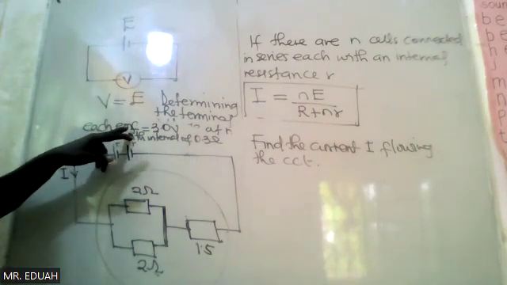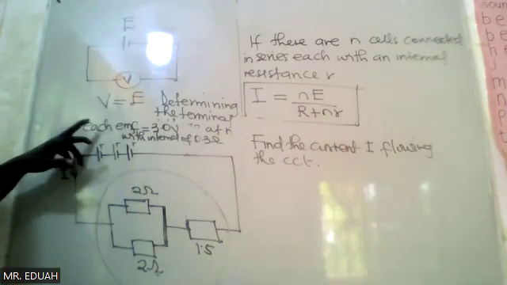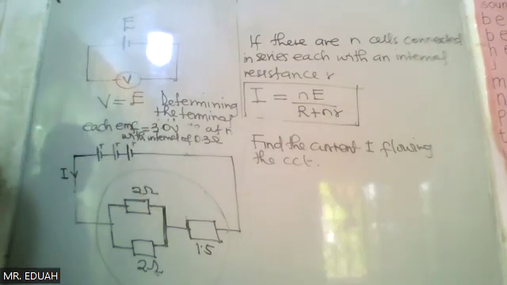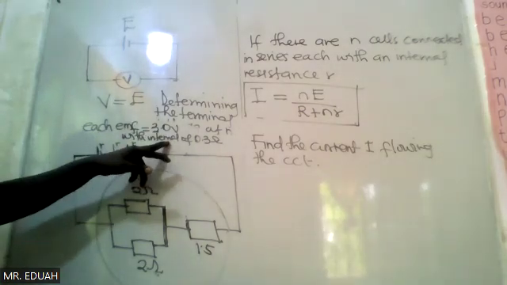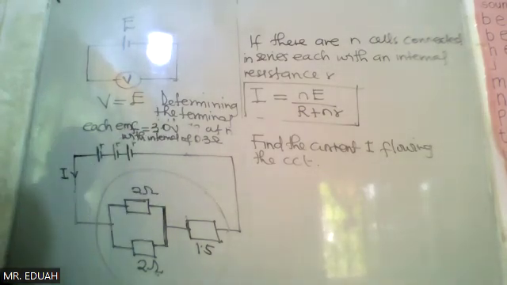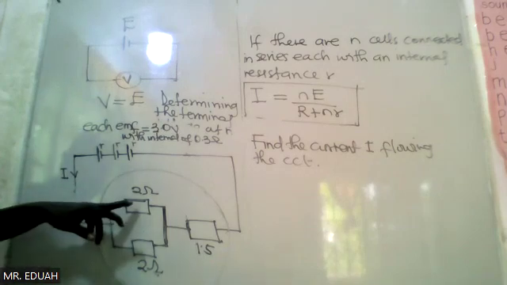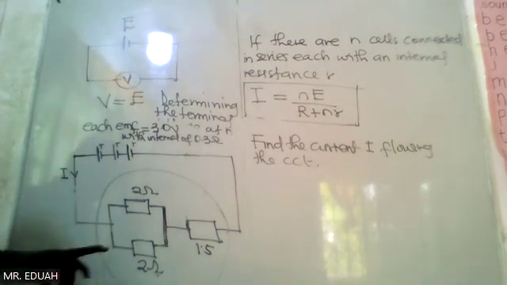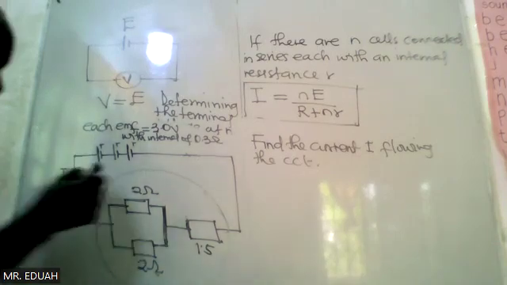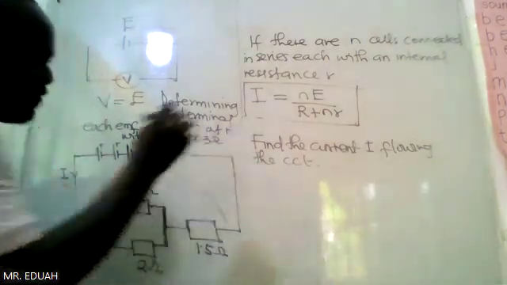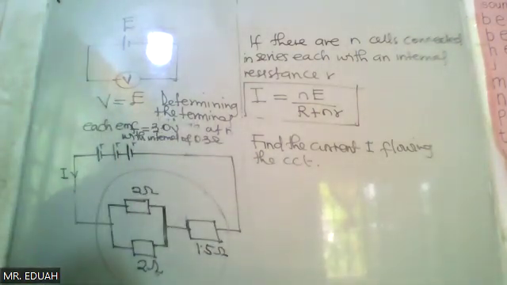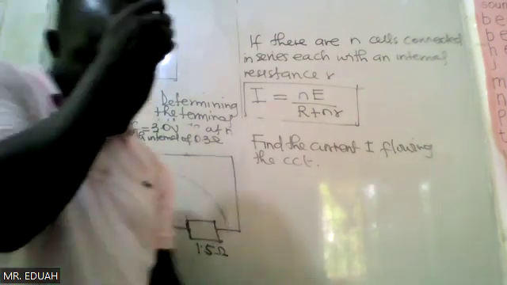Each of the batteries has an EMF of 3 volts with internal resistance of 0.3. This is 2 ohm, 2 ohm, 1.5 ohm. Find the current I flowing through the circuit. So make me proud.